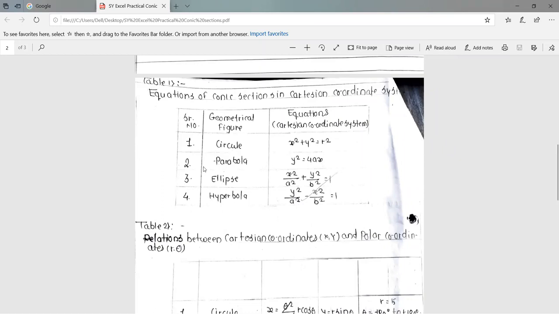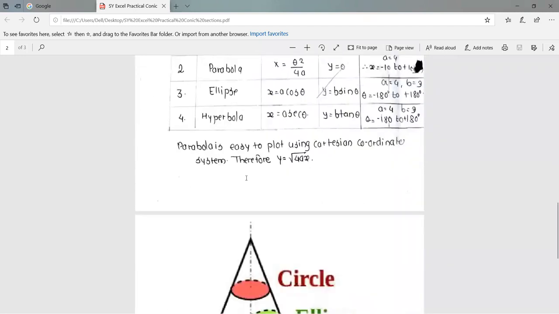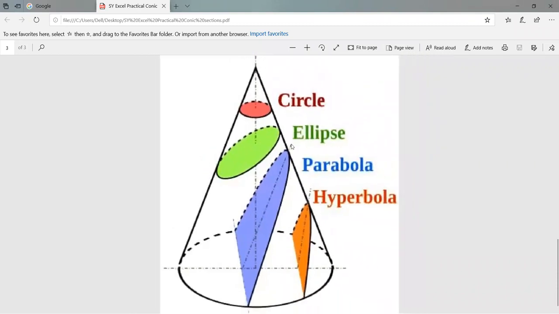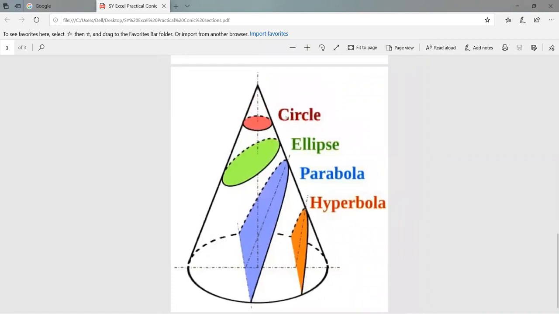So by using these equations, we are going to create some data on an Excel sheet, and by using that data, we are going to create geometrical figures. Okay, so this is the conic section. This is how it will look. So first is the circle.